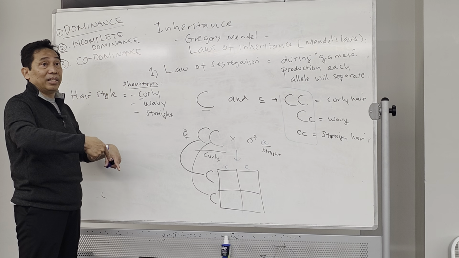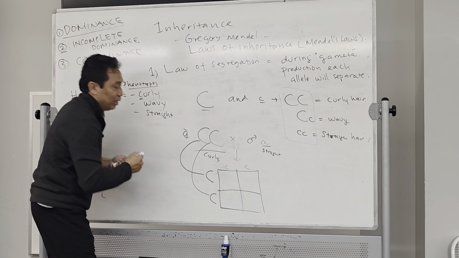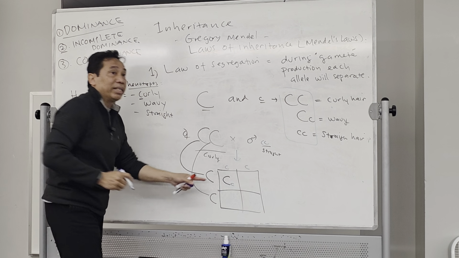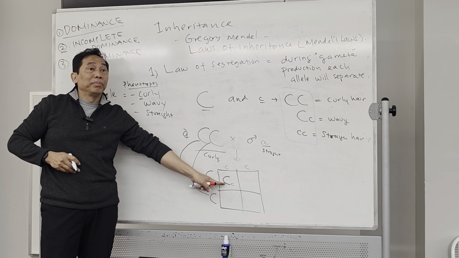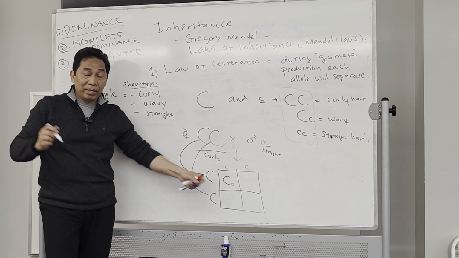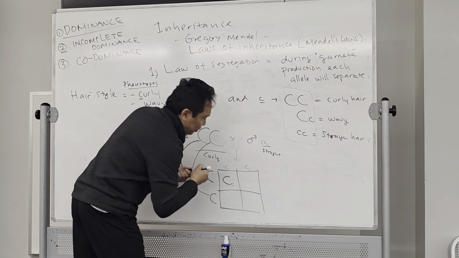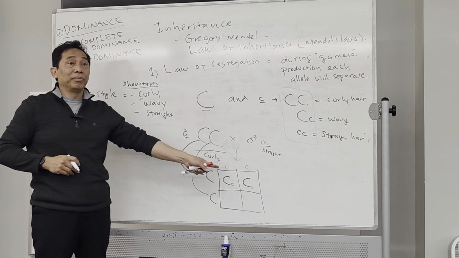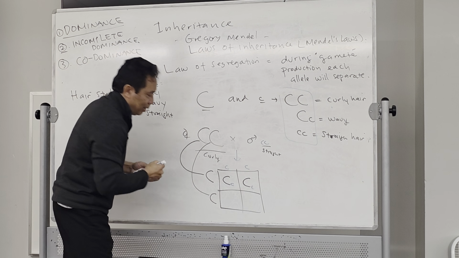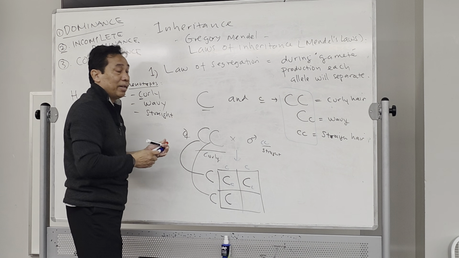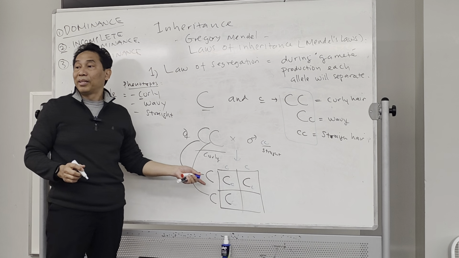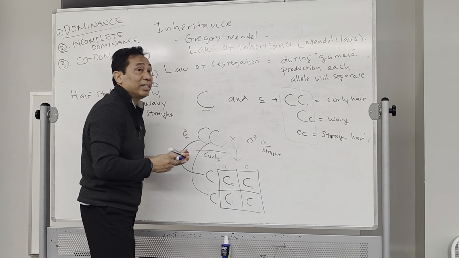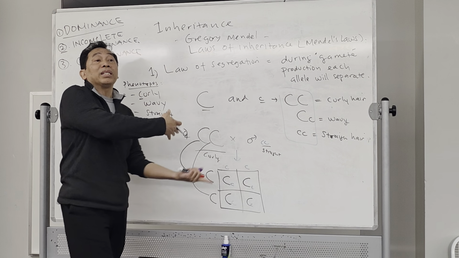Now look at the children. The first will be like this. What is the hair type? Wavy. The second one, what is the hair type? Wavy. The third one, what is the hair type? Wavy. What is the fourth one? What is the hair type? Wavy. How many percent of the children are curly?